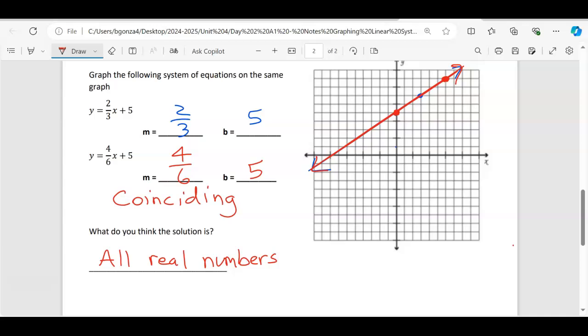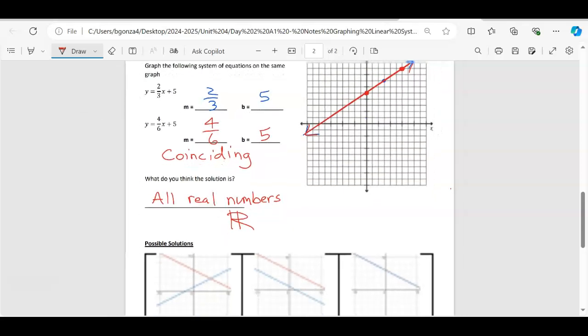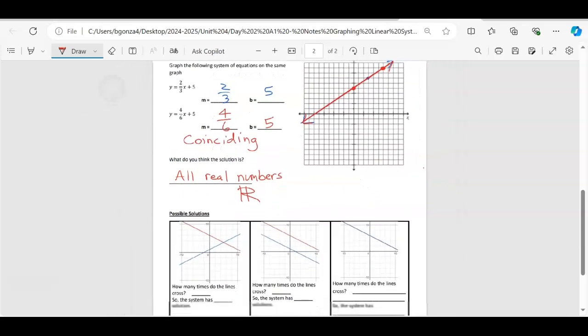And if you haven't learned this in this class, I can't remember, but the symbol is like a weird looking R with like two lines. Okay? All real numbers. Weird R, bold R, double line R, whatever you want to call it. Okay? Okay, so those are called coinciding lines. They're the exact same. They intersect everywhere. Okay? Now we got to fill out this bottom part, so if you're still getting that, get that real quick.